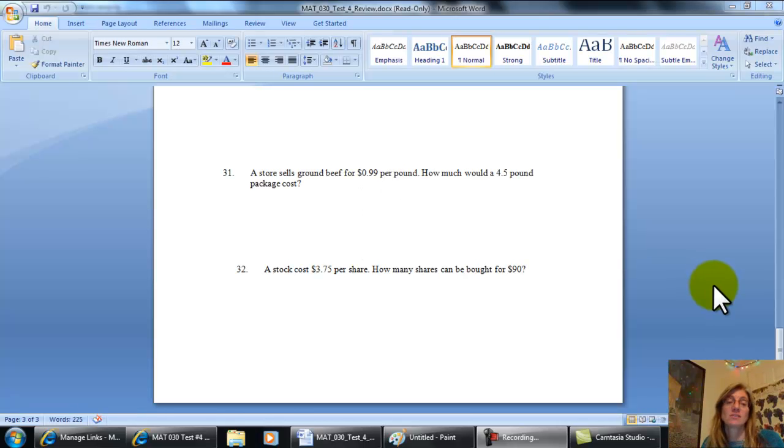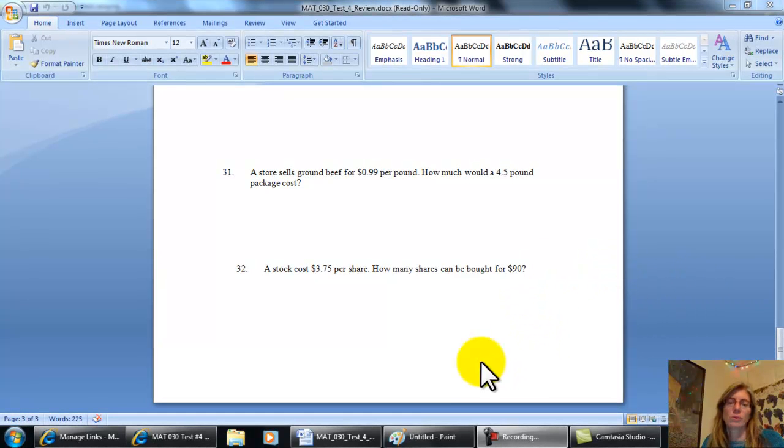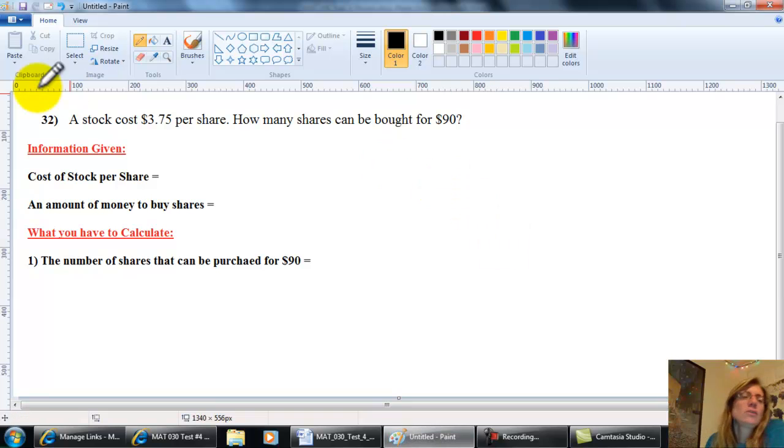Alright, this is the last problem on the test review, number 32. It's also a word problem. Alright, so here we have it. A stock costs $3.75 a share. How many shares can be bought for $90?